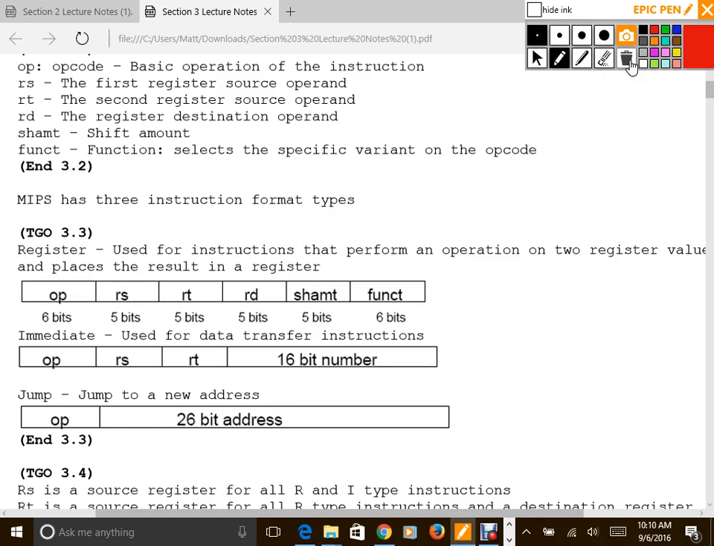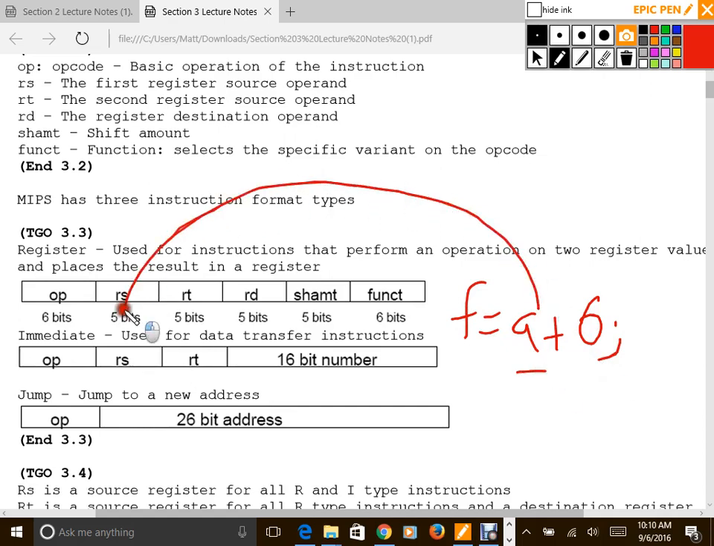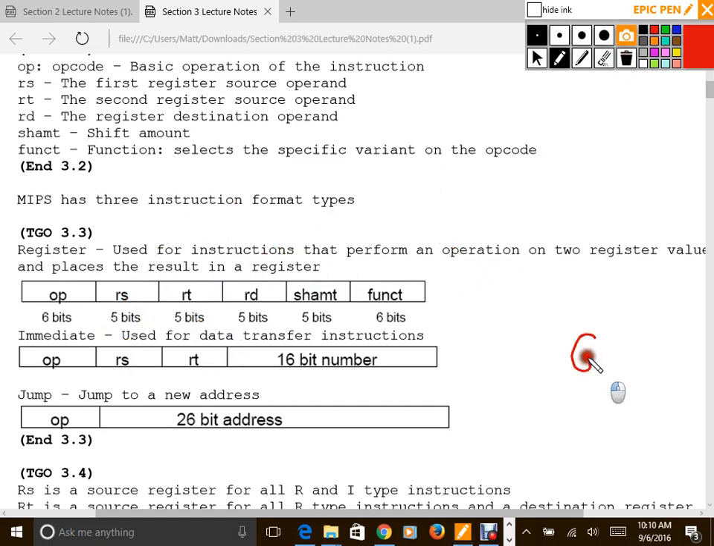So a classic I-type instruction would be F equals A plus 6, right? So I have one register, I have a source register, and then I have a destination register. And then I have this number 6, which is represented in a 16-bit immediate value. So there would be 13 zeros and then 110 representing 6.